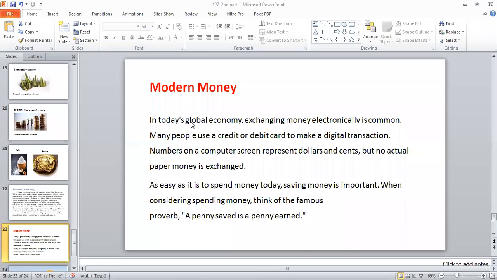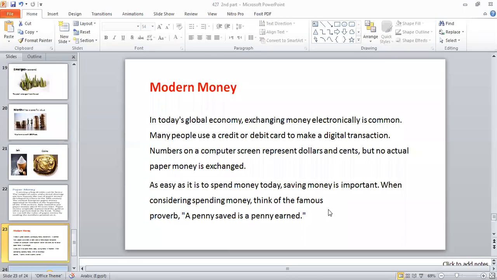In today's global economy, electronic money is common. Many people use a credit or debit card to make a digital transaction. A digital transaction on a computer screen represents dollars and cents, but no actual paper money is exchanged.